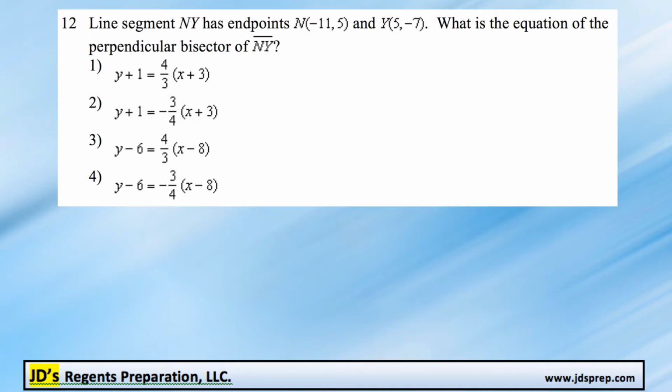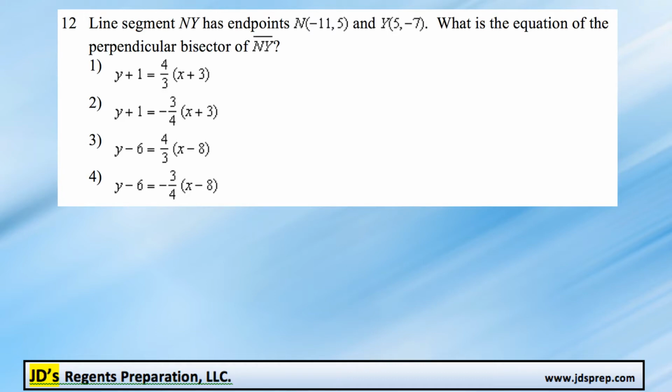This is question number 12 from the June 2016 Geometry Regents exam. So we're given a line segment NY with the two endpoints, and we need to find the equation of its perpendicular bisector. There's two things we know because it's the perpendicular bisector. We know the slope is going to be the negative reciprocal of it, and it's also going to cross through the midpoint of that line segment because it does bisect it.